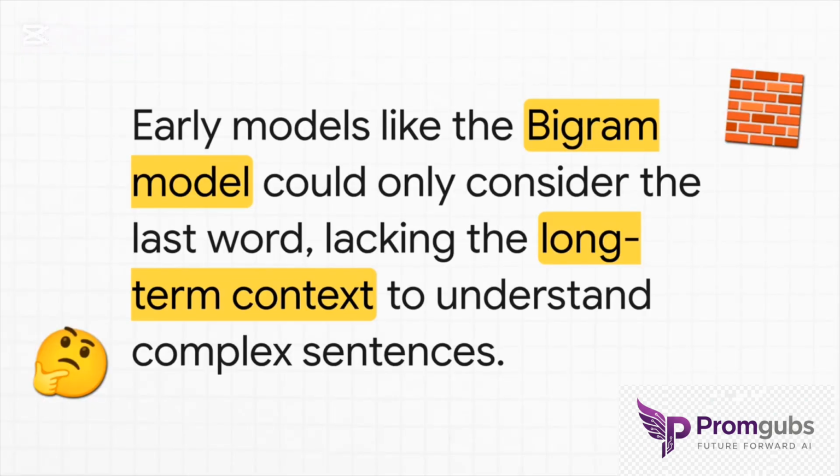I mean, think about it. To understand a story, you need to remember who the characters are and what happened in Chapter 1. Early models, like something called a Bigram model, could only remember the one or two words that came right before. It's like trying to read a novel by looking through a tiny little pinhole. You have no idea what the bigger picture is. And for a long time, this was the wall that AI researchers had hit.